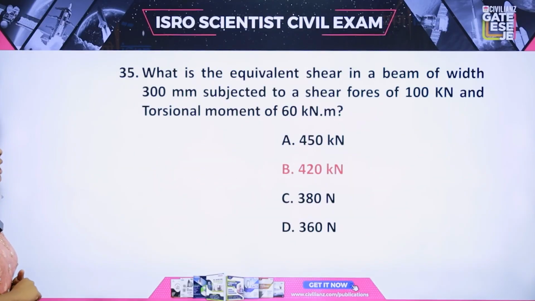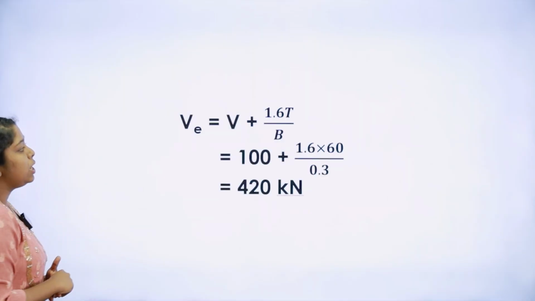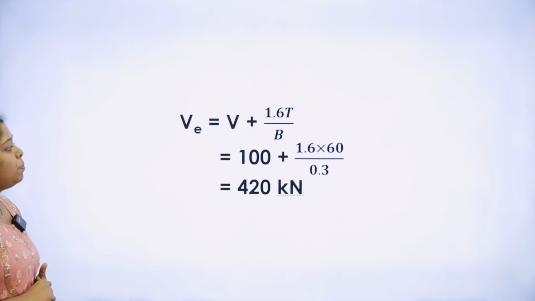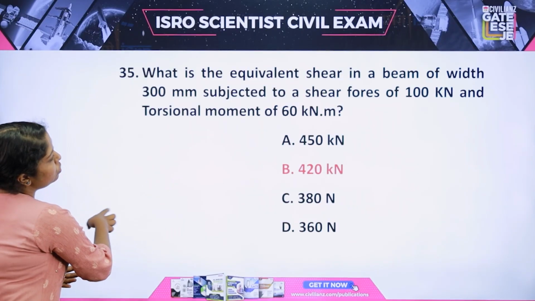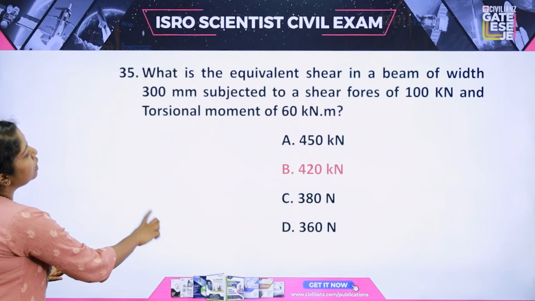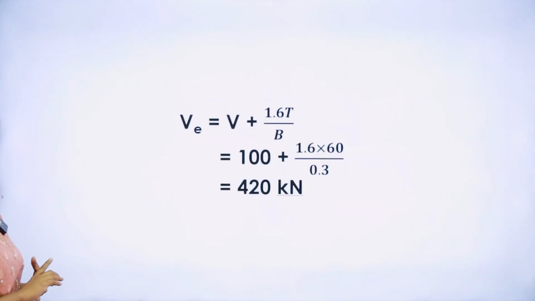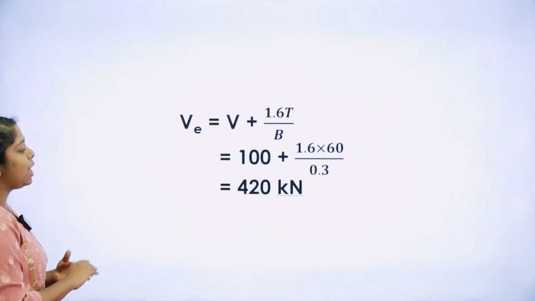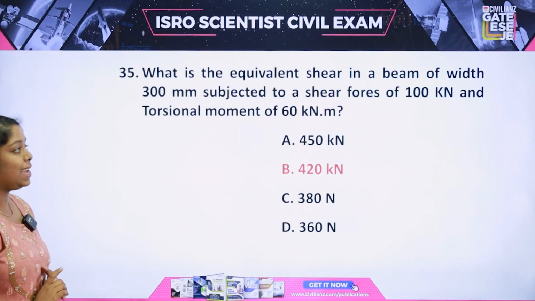What is the equivalent shear in a beam of width 300 mm subjected to a shear force of 100 kN and torsional moment of 60 kN meter? So we know that Ve is equal to V plus 1.6 T by b. We have been given the value of V as 100 kilonewton, the shear force, plus 1.6 into the torsional moment, which is 60 kilonewton meter, divided by width, which is given as 0.3. So on calculating, we will obtain the answer as 420 kilonewton. So option B is the right answer.